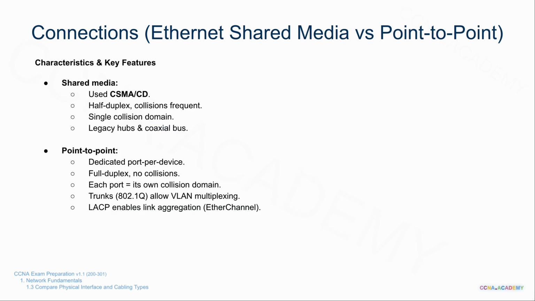In shared media, devices contend for access, collisions occur, and half-duplex is typical. This was common with hubs and coaxial cables. Point-to-point connections, on the other hand, use dedicated bandwidth between two devices, enable full duplex operation, and eliminate collisions. Switch-based Ethernet is now the standard, making point-to-point the norm in modern networks.